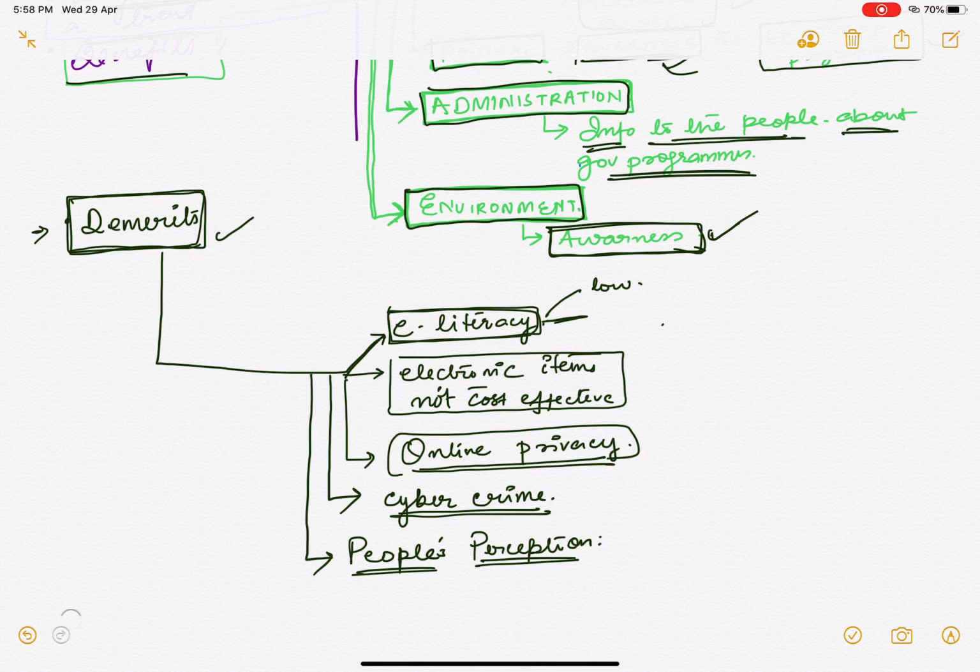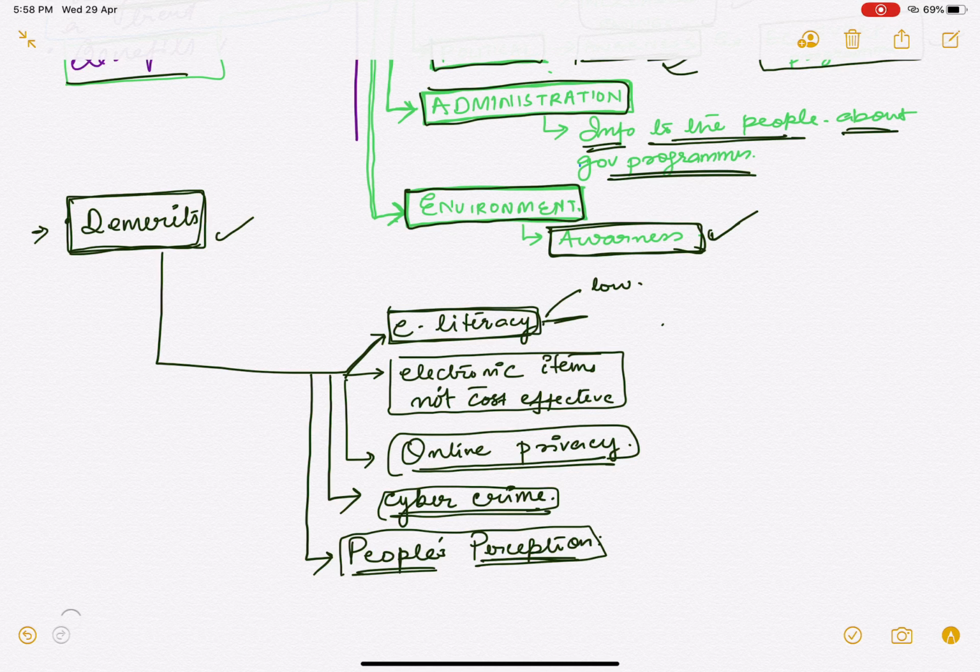Next, we again have cybercrime issues. Cybercrime means students are cheated, especially through frauds in online education. There are multiple levels of fraud. They ask, sir, please make this payment and we'll give you this material and that material. Students make the payment and no material is provided. This also happens.